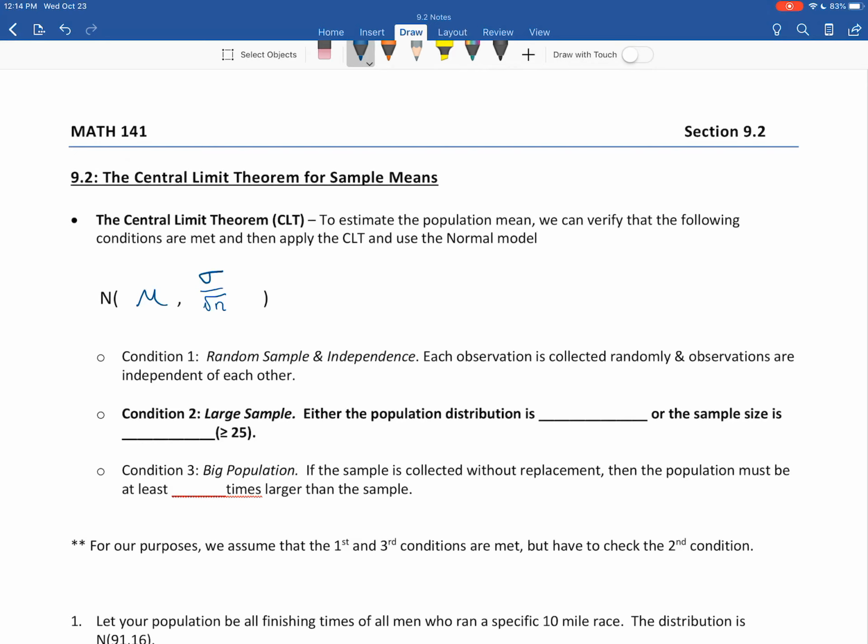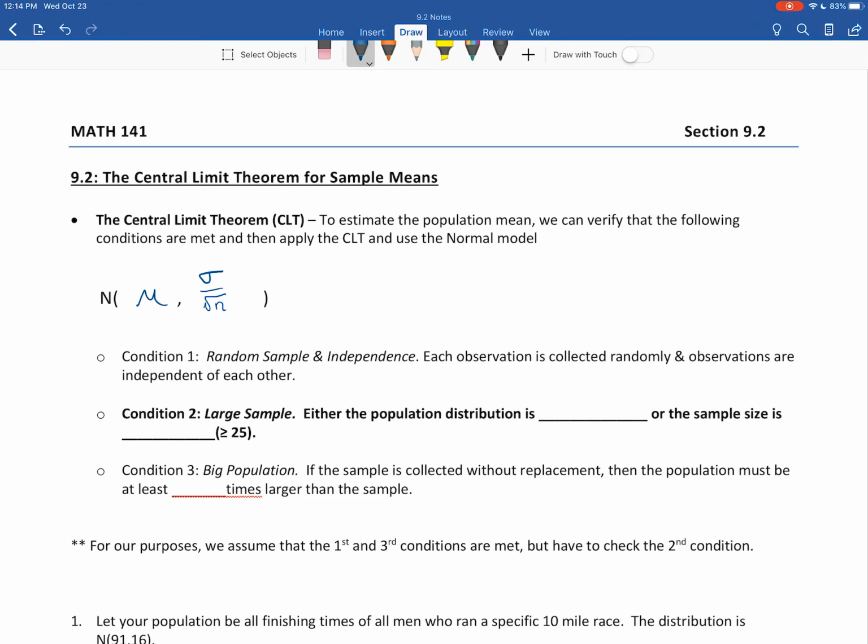Now, what are the conditions for sample means? We already know our conditions for proportions. How do these change when we're dealing with means? So the first condition is that we need a random sample with independence. That's the same. Each observation has to be collected randomly and they should be independent of each other.